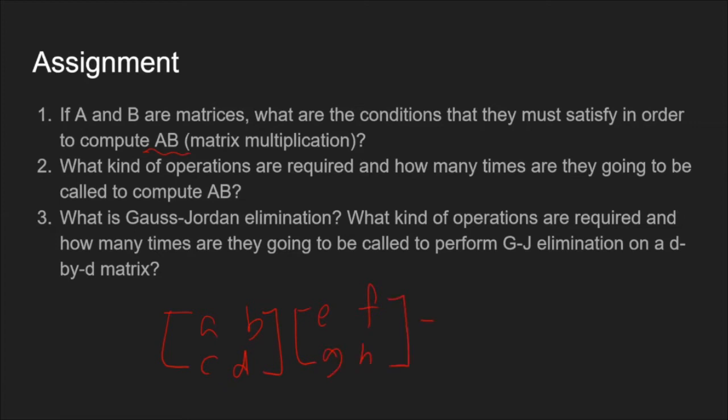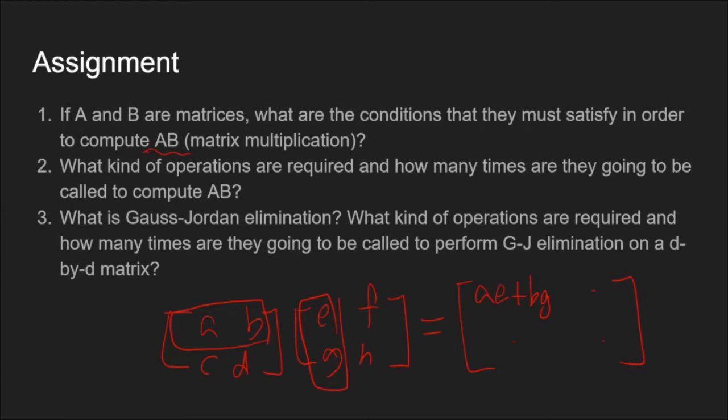So you all know matrix algebra, right? In order to multiply these two matrices, what you need to do is to multiply the row of the first one with a column of the second one. And that is A times E plus B times G, right? And then we do the same thing for the 4 elements.